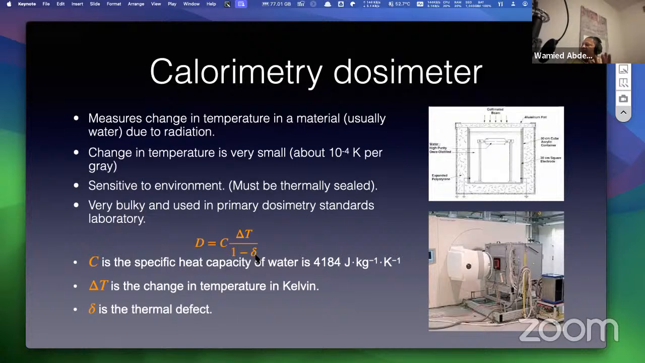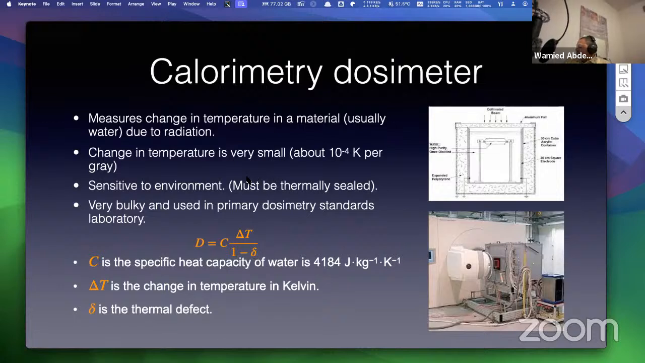If all of the energy deposited by radiation in the water, imagine all of it was converted into heat, then this thermal defect is zero. None of that energy has been used in other places, like breaking chemical bonds or something like that. But in reality, there has to be some heat defect. And determining this heat defect also has some uncertainties.